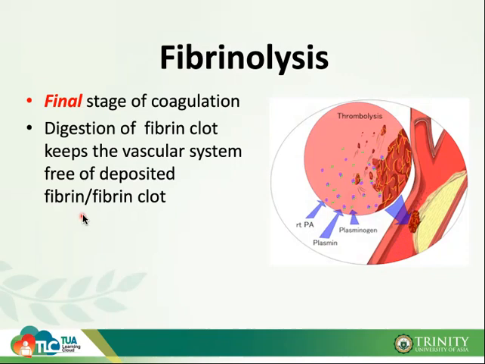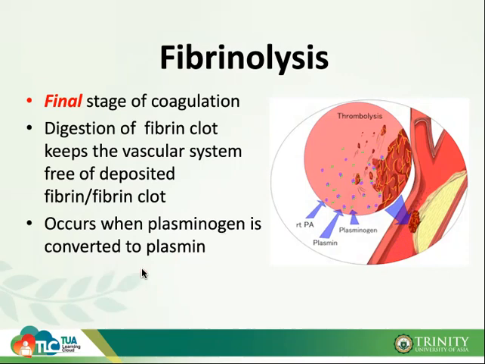So, your fibrinolysis occurs when your plasminogen is converted to plasmin. Plasminogen is a zymogen, meaning to say an inactive enzyme. Once it is activated by your thrombin, it will now be converted to plasmin, okay? So your plasmin will now be the one that will lyse your fibrin clot. It will lyse your fibrin clot.